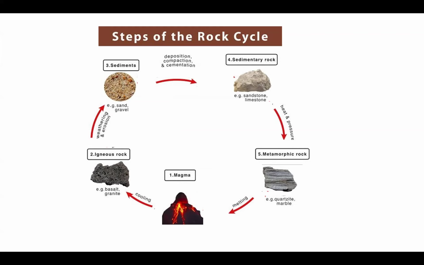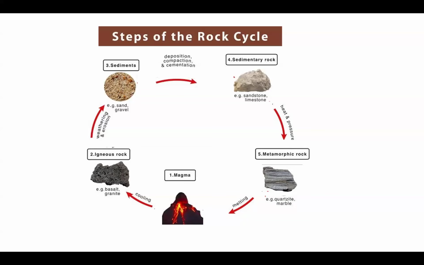Igneous rocks are directly formed from volcanic lava, and after the cooling down of the volcanic lava, we can see the formation of igneous rocks. The same igneous rocks go through weathering and erosion. They form sand and gravel, and again the sand and gravel go through a process of deposition, compaction, and cementation, which leads to the formation of sedimentary rock. All this deposition, compaction, and sedimentation is nothing but sedimentary deposition through various sources like water.